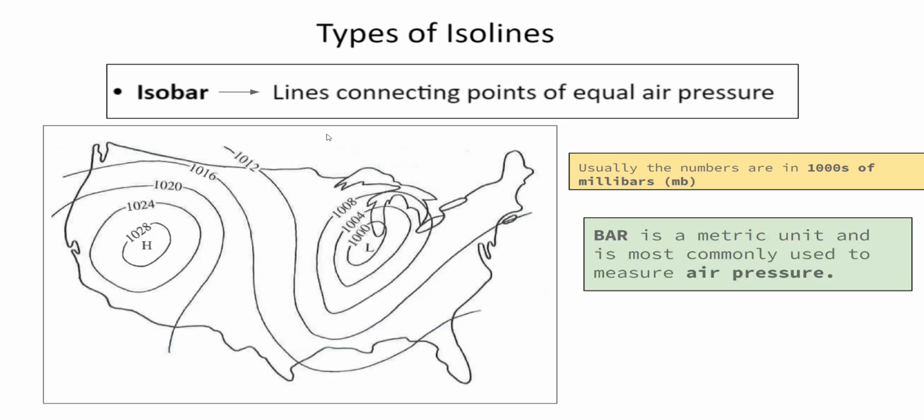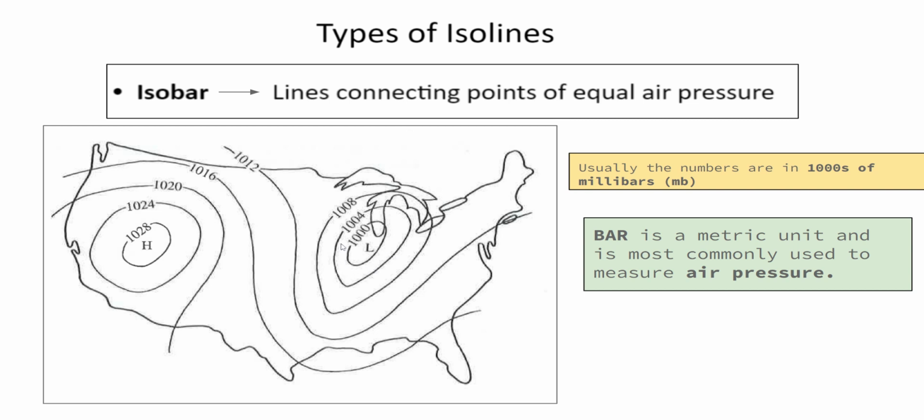The next type of isoline is an isobar. Isobars are lines connecting points of equal air pressure on a map. Isobars normally have big numbers in the thousands, and air pressure is normally measured in what we call millibars, MB. When you see numbers in the thousands, it's normally air pressure. Every single point on this line is 1,000 millibars of air pressure. Every single point on this isoline is 1,004 millibars of air pressure.